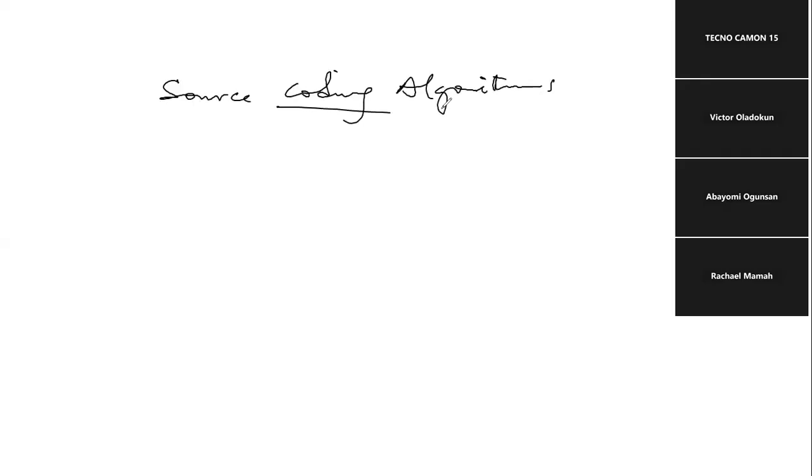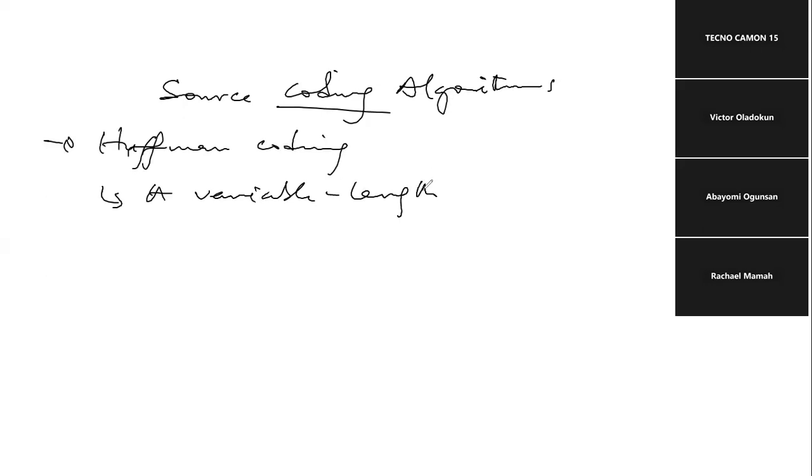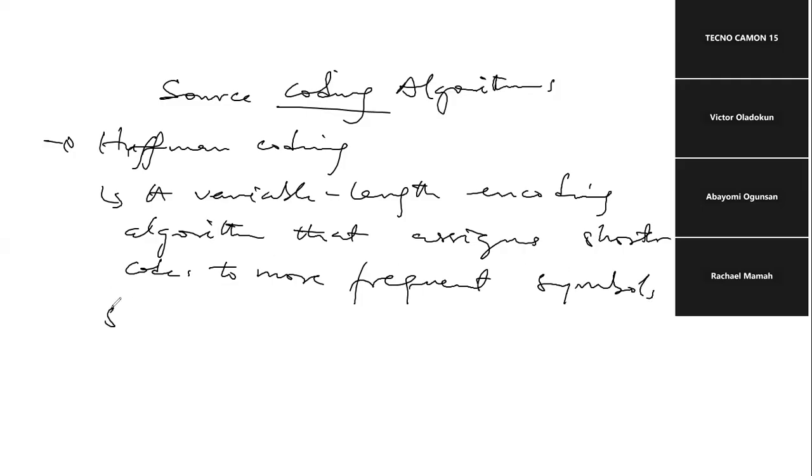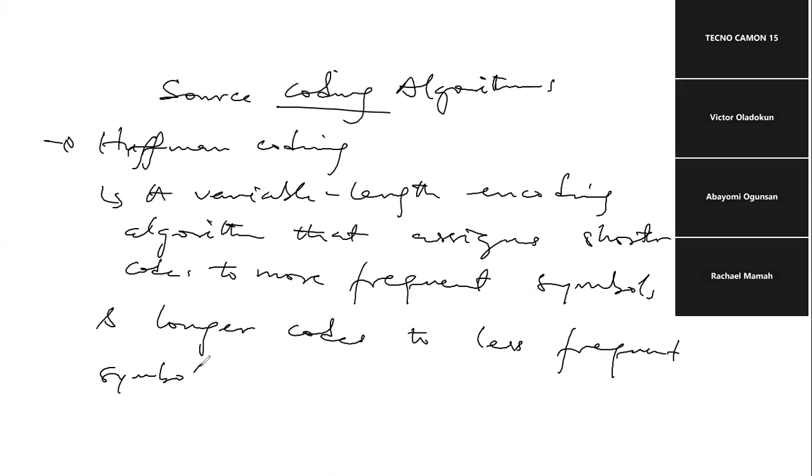Now we have quite a number of source coding algorithms. We have Huffman coding, which is a variable length encoding algorithm that assigns shorter codes to more frequent symbols. We're going to see how this works. And it assigns longer codes to less frequent symbols.